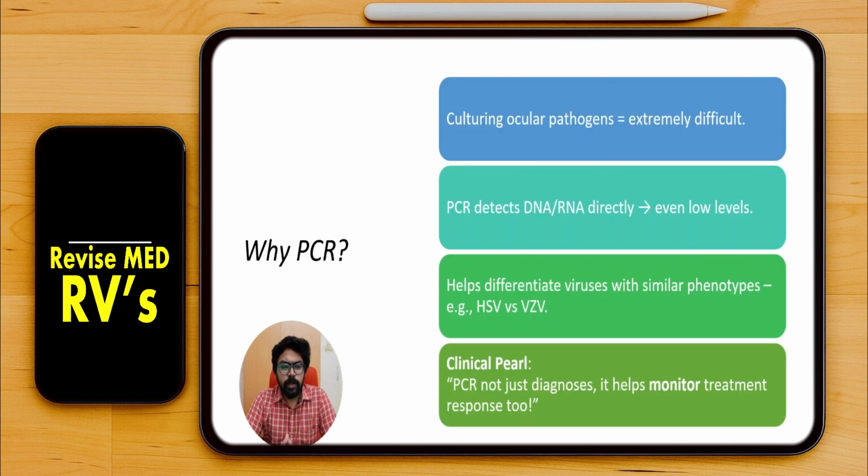So why do you want to do a PCR? Culturing the ocular pathogens is extremely difficult, and PCR detects DNA or RNA directly, even at low levels. It also helps to differentiate viruses with similar phenotype patterns, especially in case of HSV and varicella zoster virus. So PCR is not just about diagnosis, it also helps to monitor the treatment response.